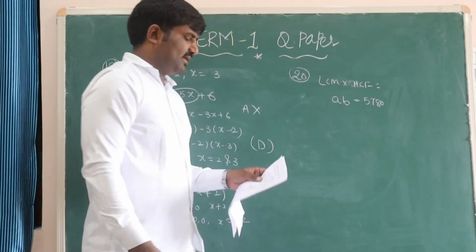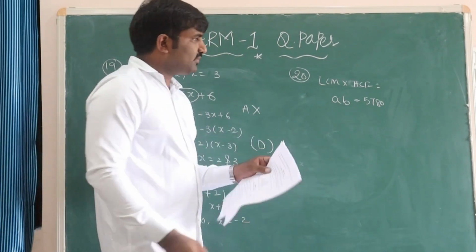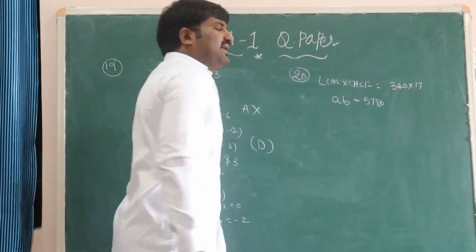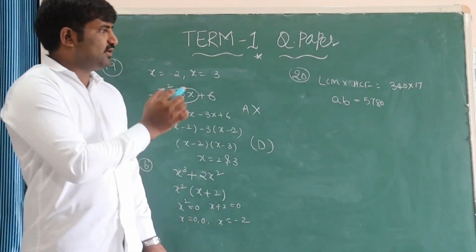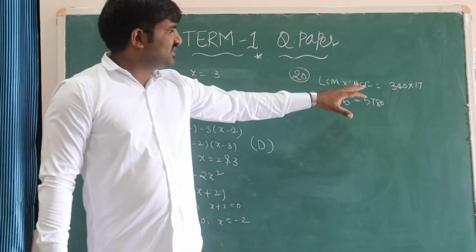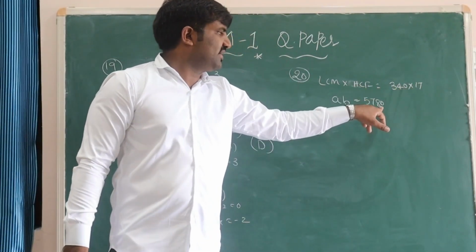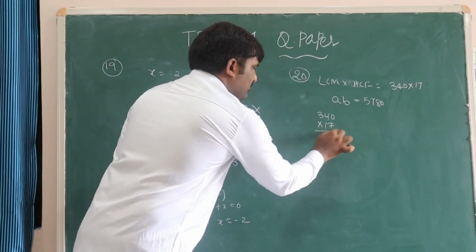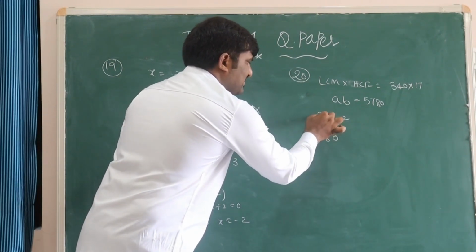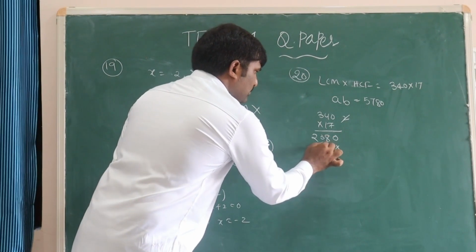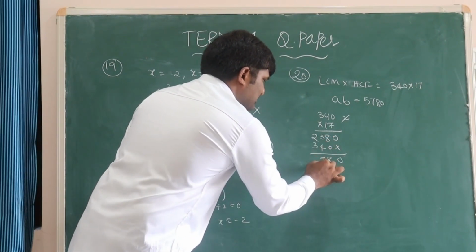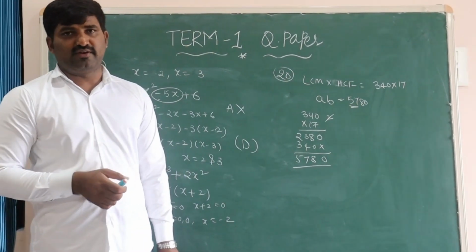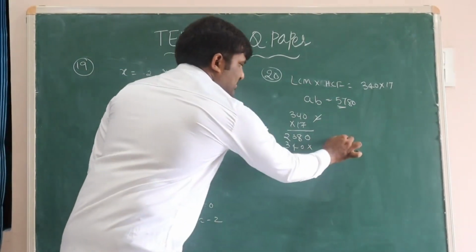5780. LCM and HCF are, LCM is 340, HCF is 17. Now first multiply 340 with 17 and check whether you are getting AB. So if the product of these two numbers is equal to 5780, we can say that assertion is true. Now 340 into 17: 0, 7 4s are 28, 2, 7 3s are 21 plus 2, 23, 0, 4 3s... So we got 5780, right? LCM into HCF is equal to product of numbers. It is true. Now assertion is true.